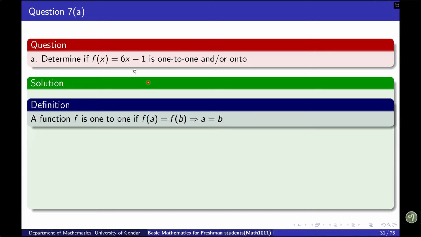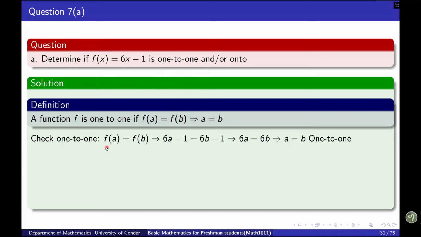Therefore, in order to check whether this function, f of x equal to 6x minus 1, is 1 to 1 or not, let's assume that f of a is equal to f of b. If we are able to obtain that a is equal to b, then the function is 1 to 1. But we know that f of a is equal to 6a minus 1, which is equal to f of b, which is 6b minus 1. So that we have 6a is equal to 6b. If we divide both sides by 6, we have a is equal to b. Therefore, for any arbitrary a and b, if f of a is equal to f of b, automatically a is equal to b, so that the function is 1 to 1.